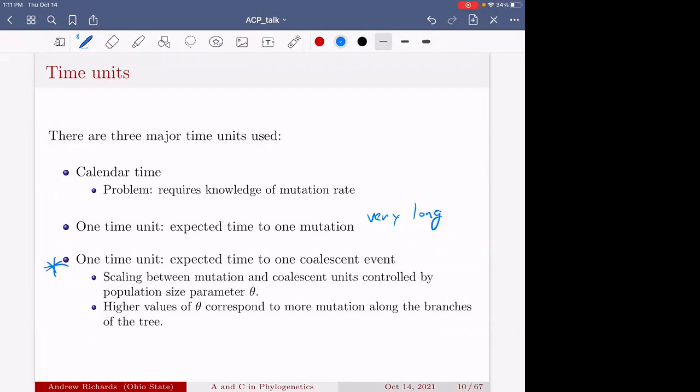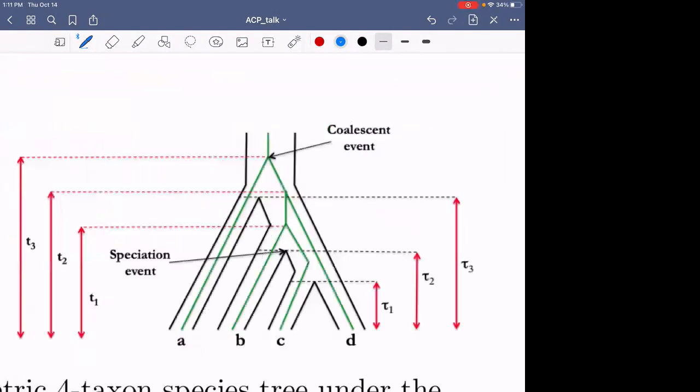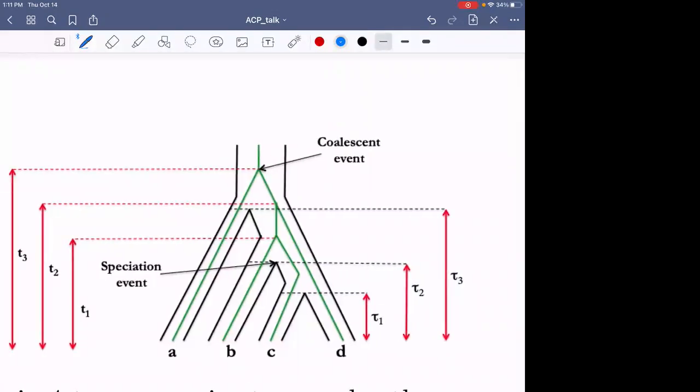Okay, and so next I'm going to show the parameterization that we use in terms of species. On the left here, we have a 4-taxon symmetric species tree. On the right, we have a 4-taxon asymmetric tree. Again, let me zoom in here. The black outer lines describe the species tree. The green inner lines describe one example gene tree.